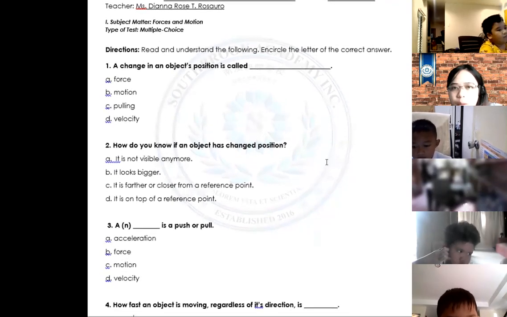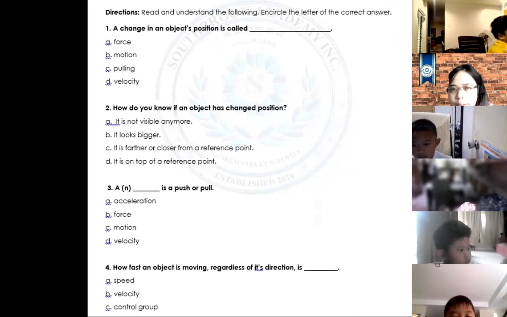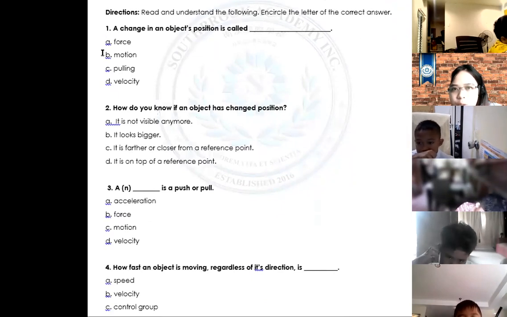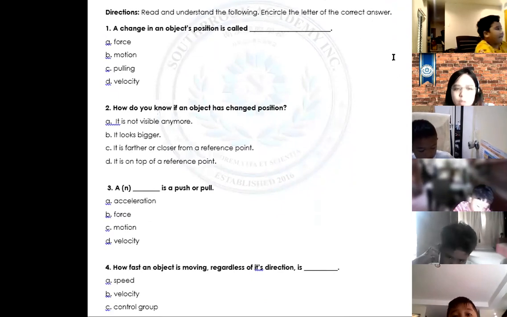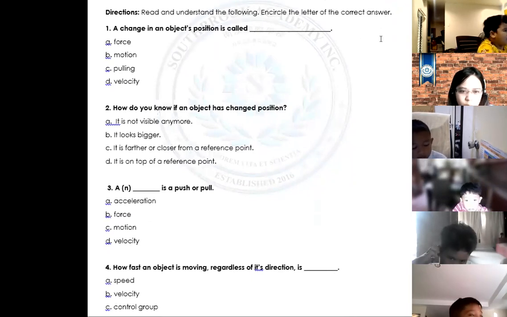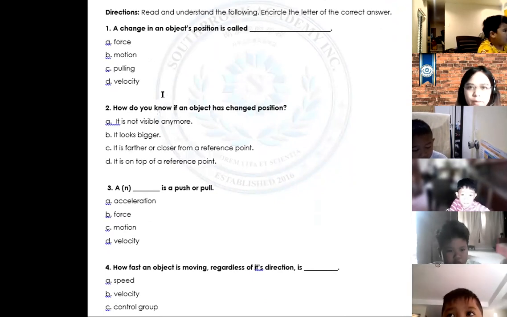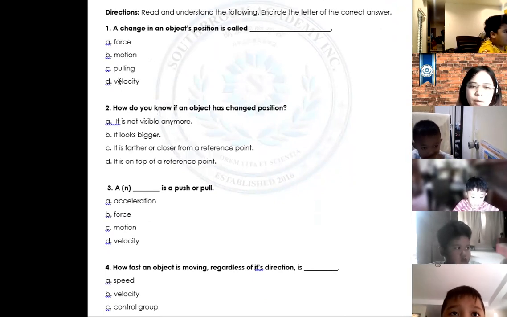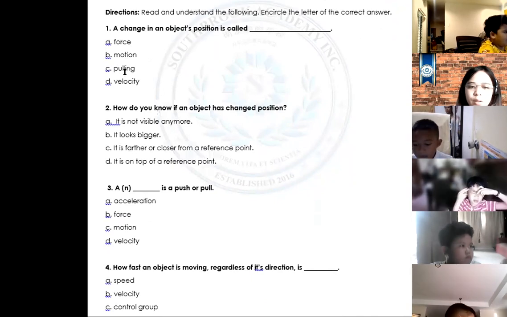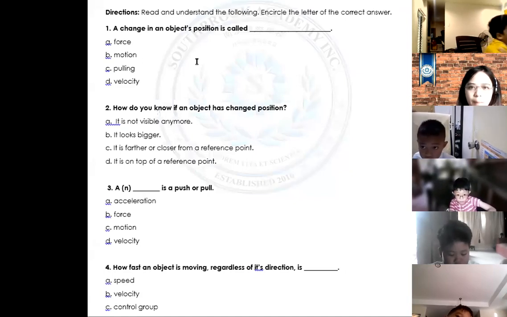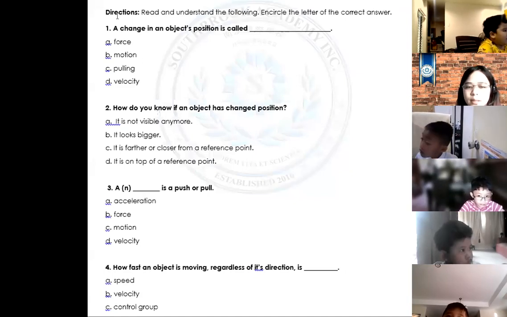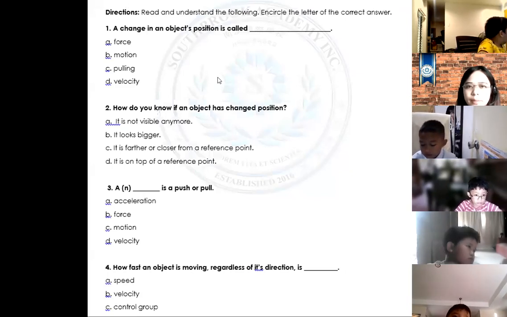So you have here number 1. A change in an object's position is called blank. A, force. B, motion. C, pulling. Or D, velocity. Just write down the letter of your answer. No need to copy the whole sentence, okay?